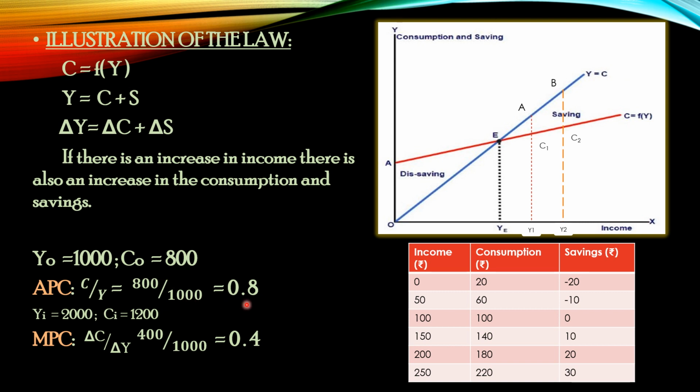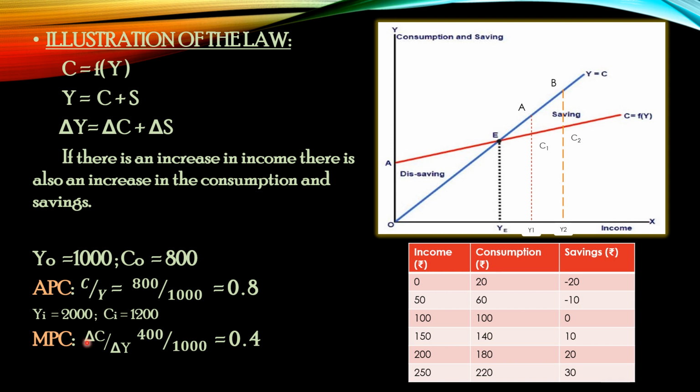Now what does that 0.8 indicate to us? It indicates that this person spends 80% of his income on consumption and the rest 20% is savings. This is the meaning of APC. So it indicates to us what proportion of income is being spent on consumption and what proportion is getting converted into savings.